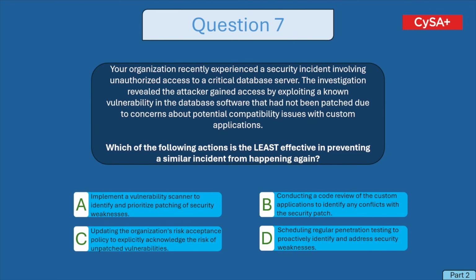Alright, so the least effective in preventing a similar incident from happening again. So let's quickly take a look at all these again. I would say that option C out of all of these would be the one that would be the least effective. Updating the risk acceptance policy doesn't actively address the vulnerability for the next time it happens. A, B, and D would all be ways to help prevent the incident from happening again. So I'm going to go with C.